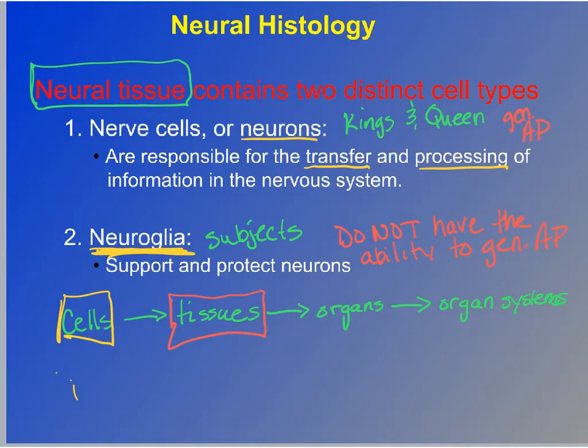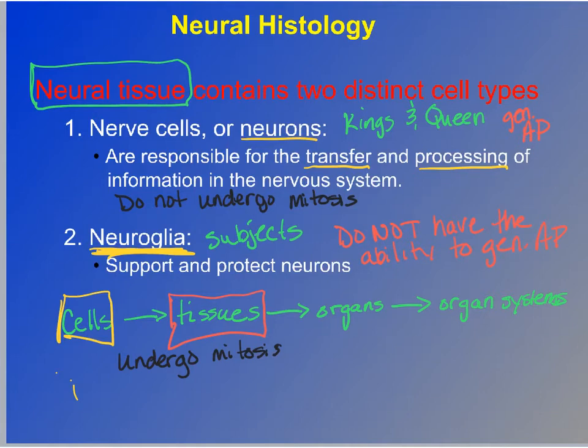Another big difference is that neurons cannot carry out mitosis. So they do not undergo mitosis. They cannot grow and divide once you pass a certain age of development. So when they're damaged or when they die, they cannot be replaced. Whereas neuroglial cells do undergo mitosis. When they get damaged or they are about to die, they will undergo mitosis. They'll make a copy of themselves.